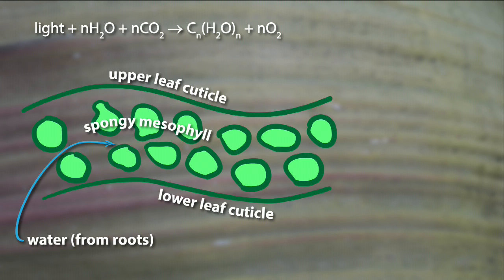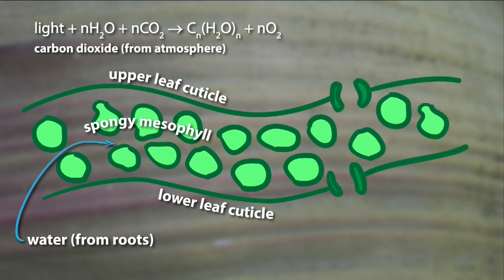Terrestrial plants get their carbon dioxide from the atmosphere. To do so, the air spaces of the spongy mesophyll must be open to the atmosphere. This occurs through tiny pores in the leaf called stomata. Each stomatum is bordered by two guard cells, which can swell or shrink and either close off or open up the stomata.